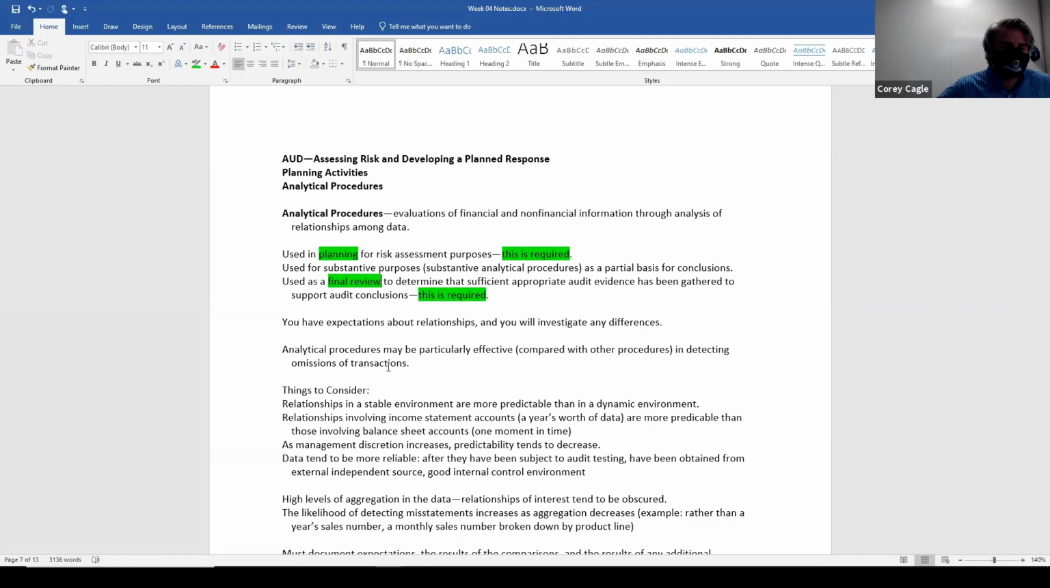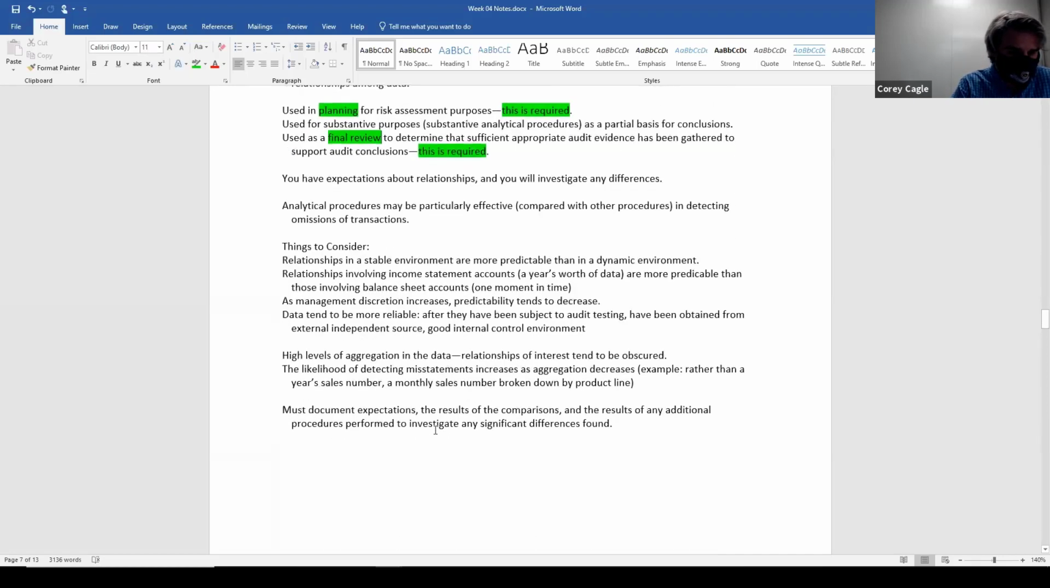Analytical procedures can be useful compared with other procedures to find omitted things. Omissions are hard to find because where do you look, right? So those are a little harder to find, but analytical procedures can be useful for that. And then they give you just some things to consider as you're looking at analytical procedures. Things are out of whack, other things that could cause it. If you're in a crazy dynamic environment, it won't quite be as predictable as if you're in a stable environment.